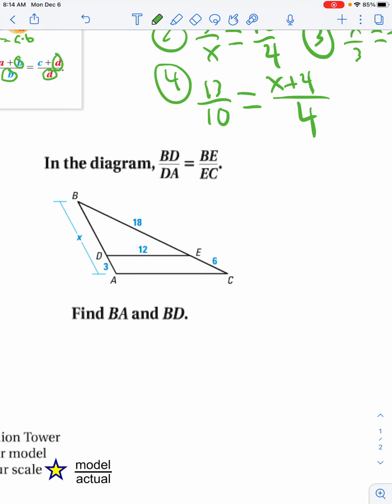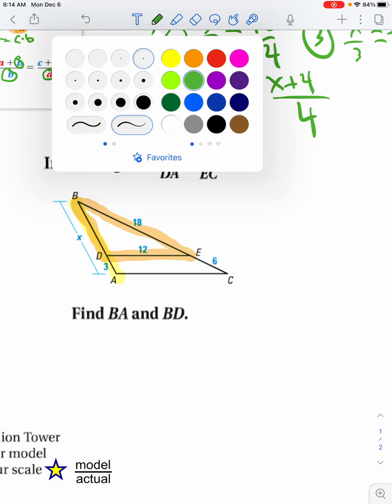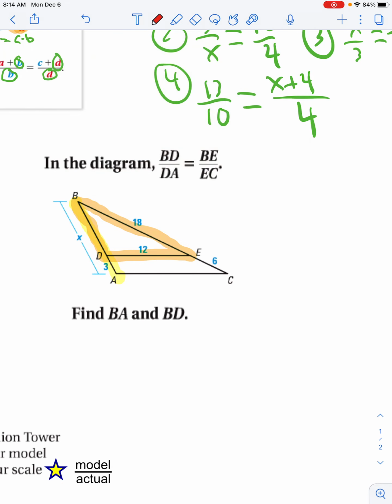Find BA and BD. BA goes all the way down, BD stops. Notice I've got a few triangles here. I've got this triangle right here, and I've got my big triangle. What I'm going to try to do is write down as much as I know. It looks like I know a lot about the hypotenuse. So I'm going to talk about it as my small triangle over my big triangle. My small triangle is in orange, and my big triangle is in yellow.